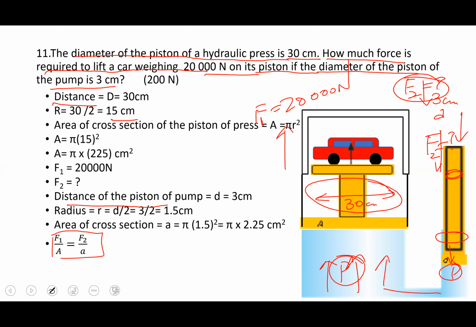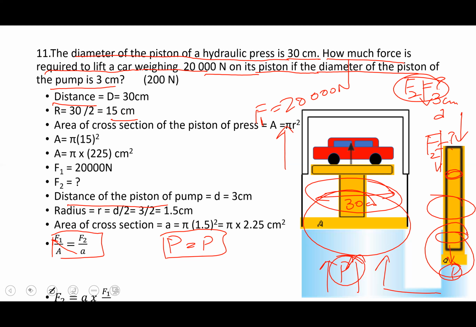Getting the answer of these two areas and these two forces, we are equating them both. F1 divided by A is equal to F2 divided by small a. That means pressure in both the cases will remain the same. So if we rearrange, we can find out the value of F2. Small a goes to the other side. It will be F2 is equal to a into F1 divided by A. It will be equal to 200 Newton. So that is our required answer.